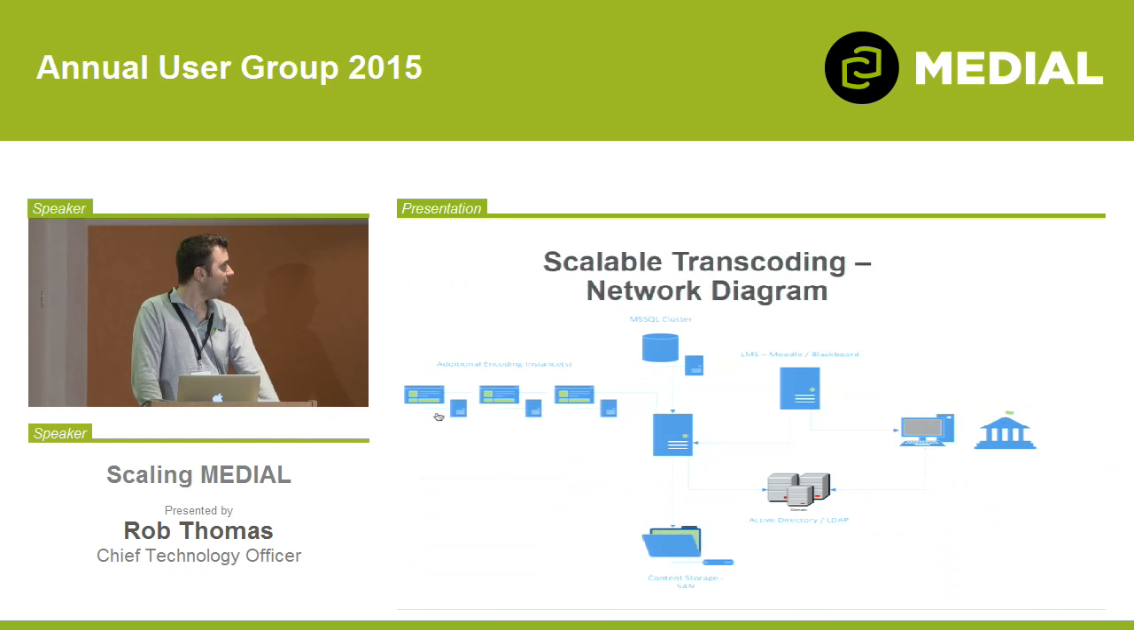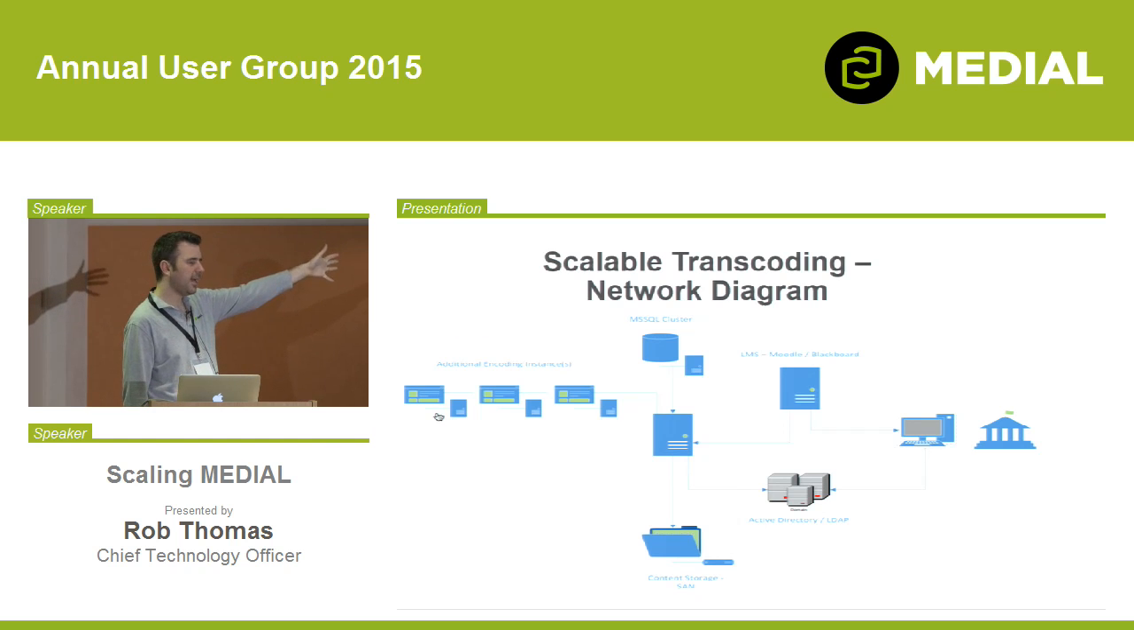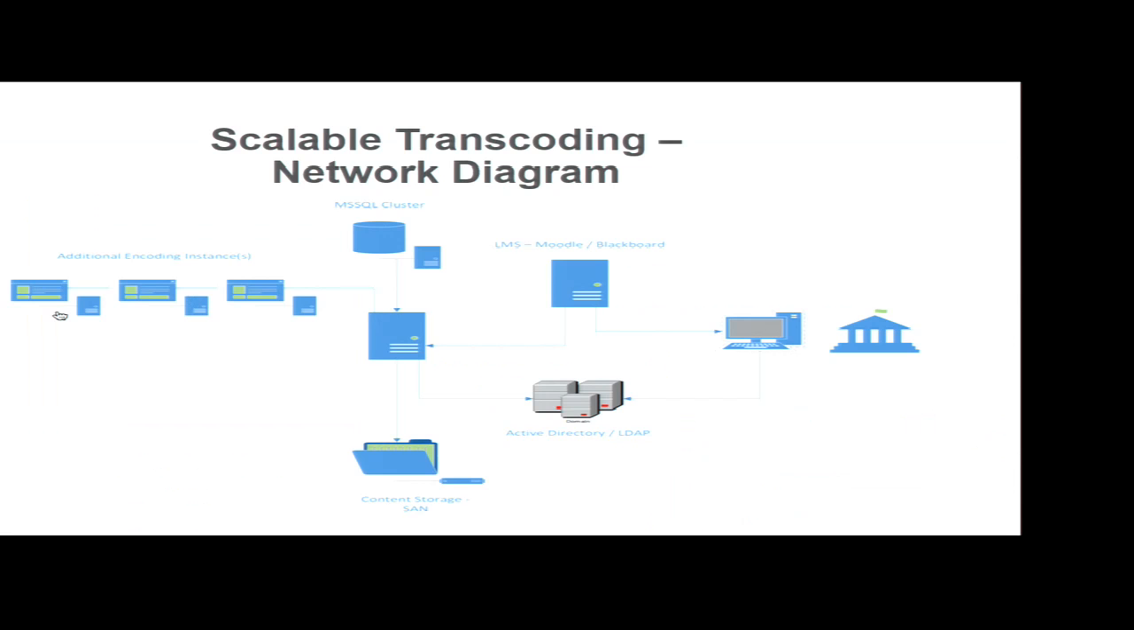What does it look like in terms of a network diagram? I apologize, it's probably not that clear here, but you can see you've got your medial in the middle. Generally, what most people have is it hooked up to a MS SQL cluster. That's the databasey thing at the top. That'll be hooked into Moodle, the thing to the right of the database, and AD, and the content would be on a SAN. And then the thing to the left here, you're just adding these extra transcoding instances to your setups. This is just extra bits of hardware that are doing the job of transcoding.